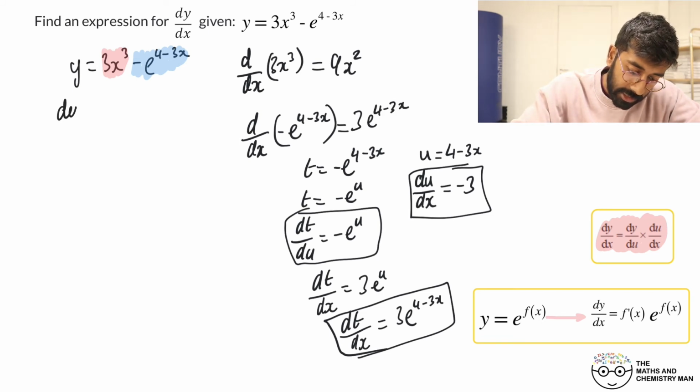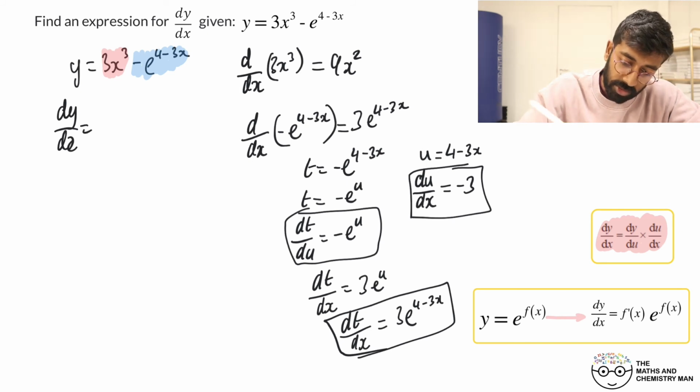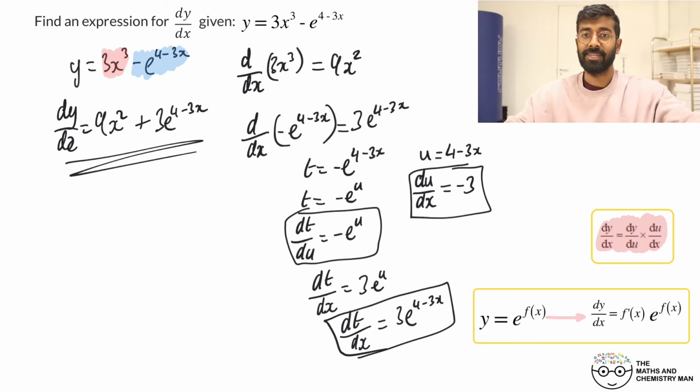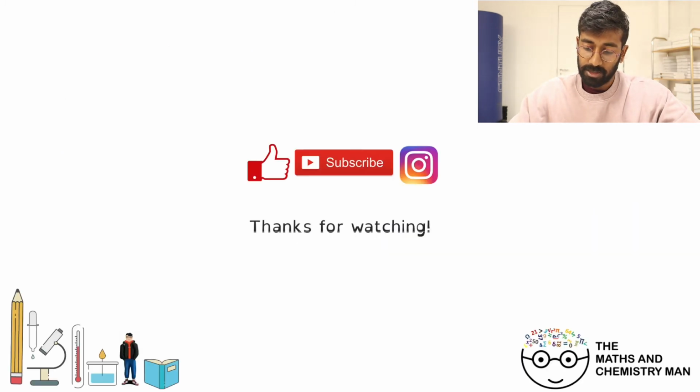And so what we can say then is that dy/dx is just going to equal 9x squared plus 3e to the 4 minus 3x. And there we go, that's it, all done. So there it is, another nice differentiation question completed.